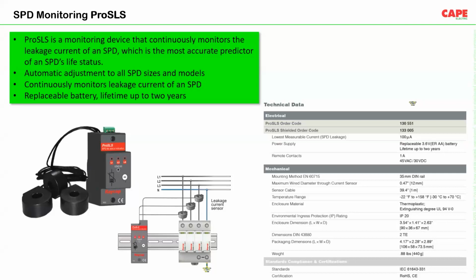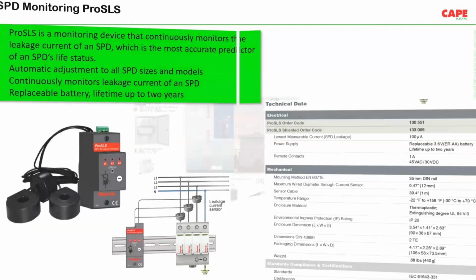It's a 3-pole device. For all 3 plugs, it can tell the leakage current. It can measure even a small leakage current of 100 milliamperes. It has a lithium battery with a life of 2 years. It also has a remote contact with a 1 ampere rating. It's a 2-pole device with 35 mm width, so it can easily be installed. It can be used for all kinds of SPDs, not only a certain SPD. So these are the different monitoring and counting equipment we can have for surge protection devices.